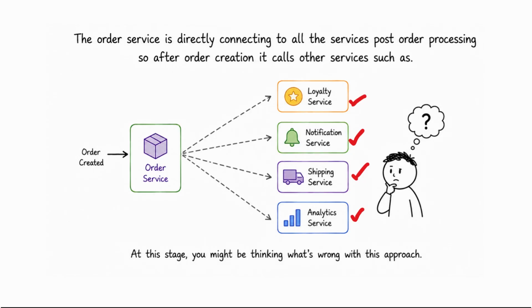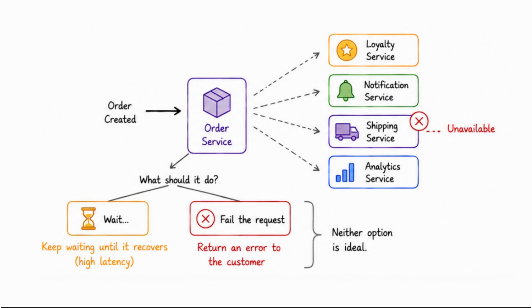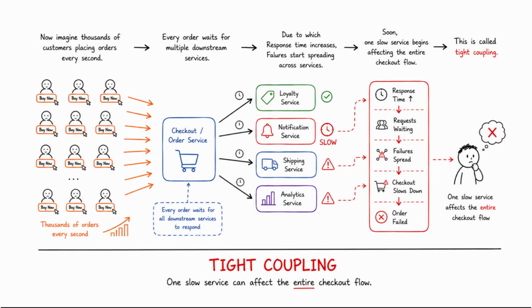So at this stage, you might be thinking, what's wrong with this approach? Imagine if the notification service becomes slow, the order service has to wait. Or suppose the shipping service is temporarily unavailable, the order service has two choices, either wait or fail the request. Neither option is ideal. Now imagine thousands of customers placing orders every second. Every order waits for multiple downstream services, due to which response time increases, failures start spreading across services, and soon one slow service begins affecting the entire checkout flow.